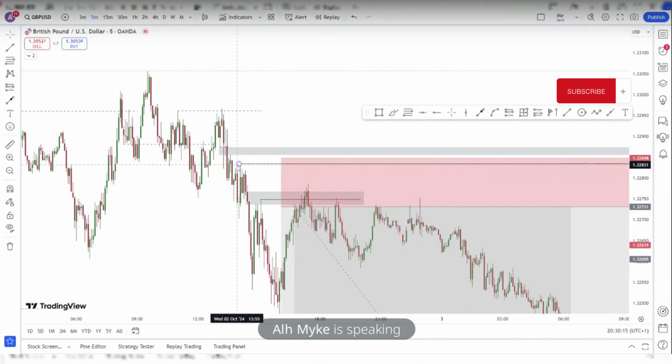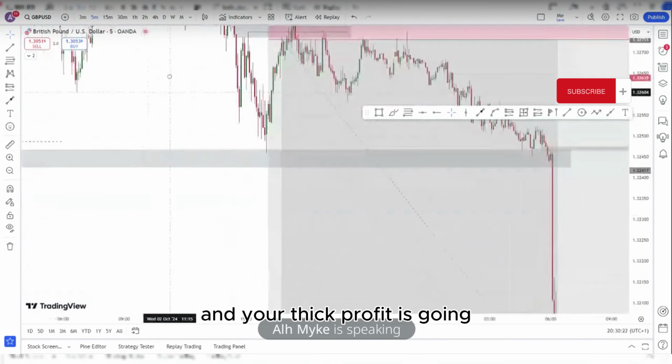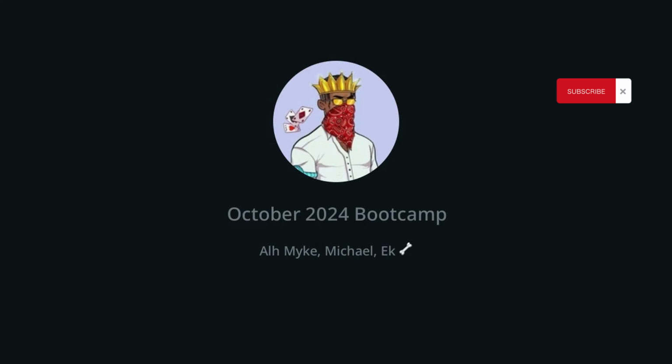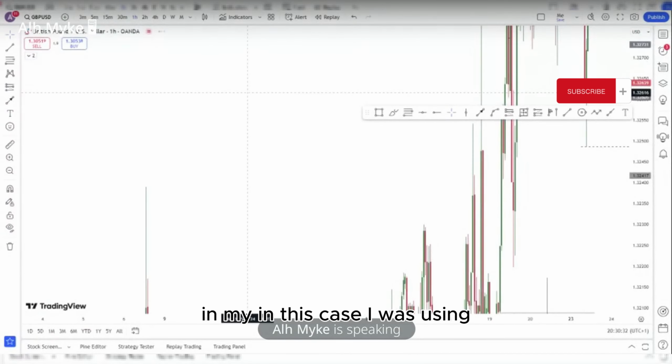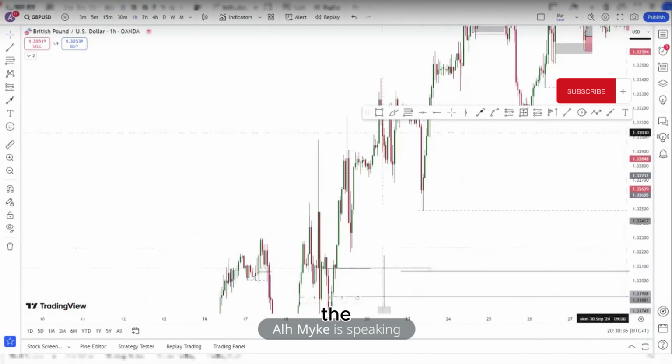Stop loss is at this high. That is the high of the candle, the third candle there. And your take profit is going to be at the targeted low or whatever you're using from the 1 hour time frame. But in this case, I was using the FVG, the targeted fair value gap, because it was expected that price was going to come and fill it.